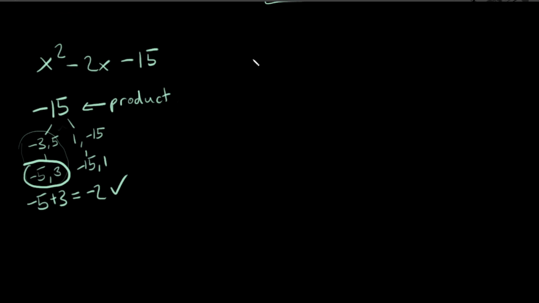Therefore, I can rewrite this equation to say that x squared minus 5x plus 3x minus 15 is the same as this equation here. Now let's start factoring this down. So x squared minus 5x, what are our common factors? In this case, it would be x. So we have x times x minus 5 since we take out an x from both.